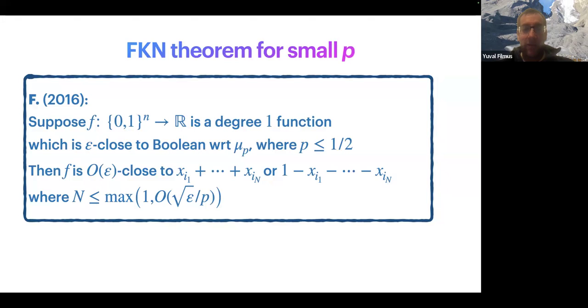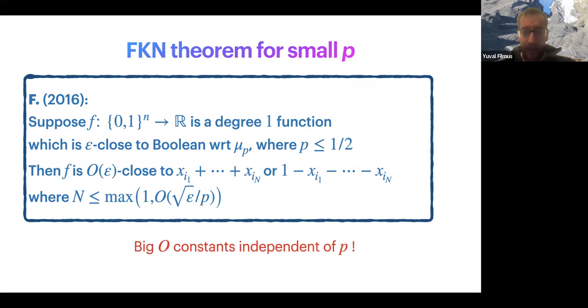When p is small, f is really close to either a sum of several coordinates or to 1 minus a sum of several coordinates. And how many coordinates? Roughly square root epsilon over p. You can recover the original formulation, the p equals half case, from this result, because if you fix p, then for small enough epsilon, the maximum is going to be 1. And if epsilon is not small, then the theorem is trivial anyway. We'll see in a moment where this strange bound square root epsilon over p comes from.